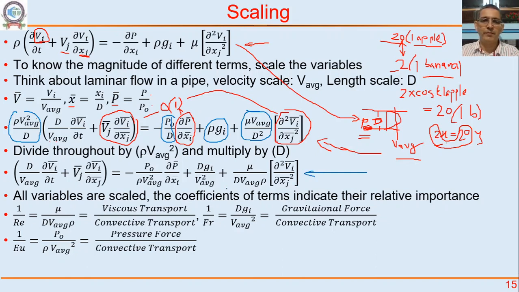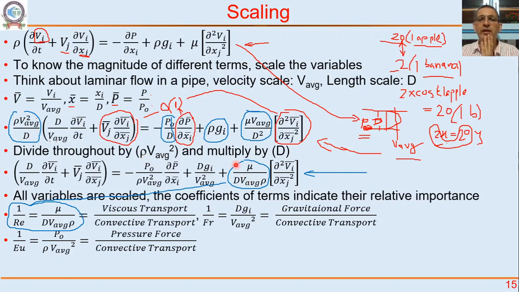Now look at this term. Does this look familiar? Yes, it is 1 by Reynolds number. This coefficient, what does it tell you? The relative importance of viscous transport divided by the relative importance of convective transport. We have divided by rho V average square. That's where this has come from.